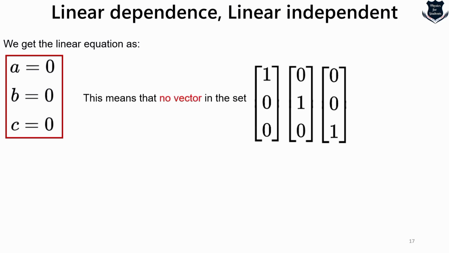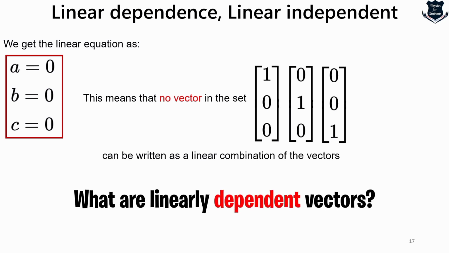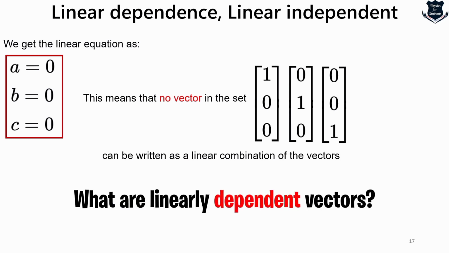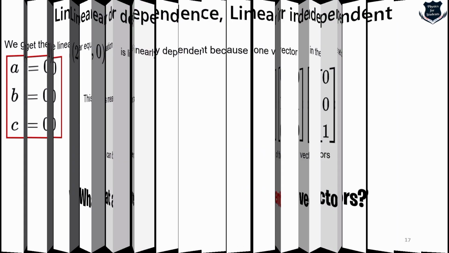That means that no vector in this set, (1, 0, 0), (0, 1, 0) and (0, 0, 1), can be written as a linear combination of the other vectors in the set. Therefore it is called linearly independent vectors. So if no vector in this set can be written as a linear combination of the vectors, then it is called linearly independent vectors. The question that comes is: what are linearly dependent vectors? Let us see in the next part of our video.